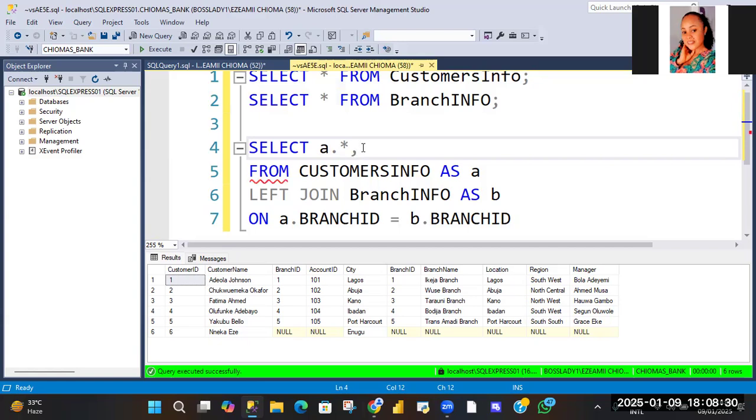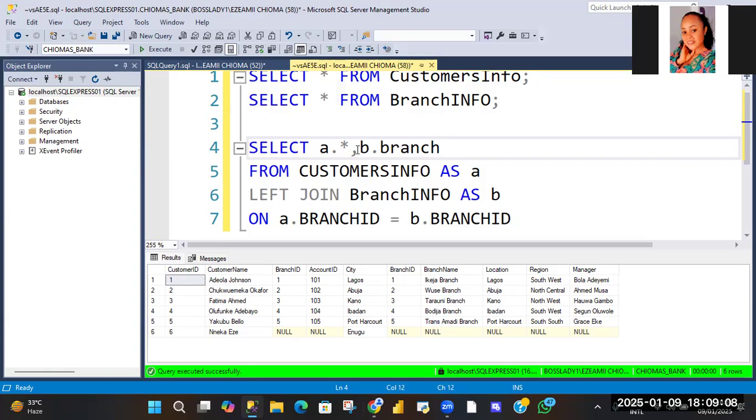Because branch name is just one, had it been that there's a branch name in table A and a branch name in table B, and the branch name I want is from table B, then I can put B dot branch name. But even if I did not put it, it's still going to work because we don't have branch name in table A. So it's basically going to pick the branch name from the second table. So with this now, we're going to get everything from my customer info, then the matching row from my table B. Because I already said what I need is just the branch name, it's going to get that.